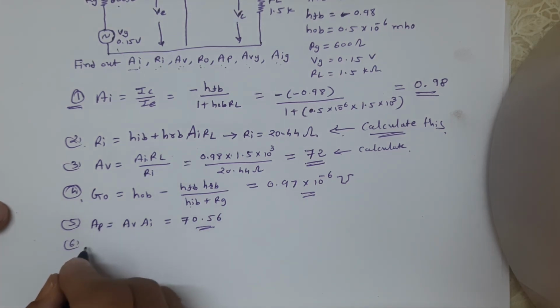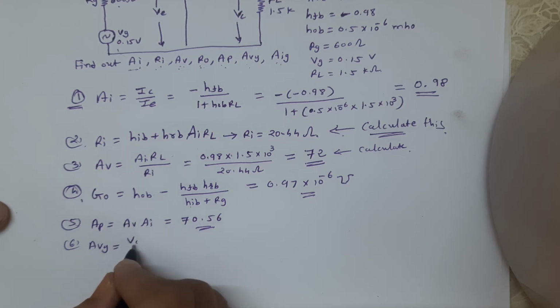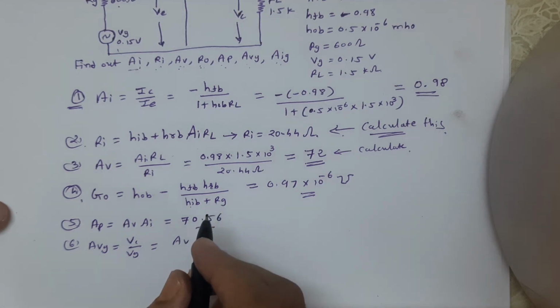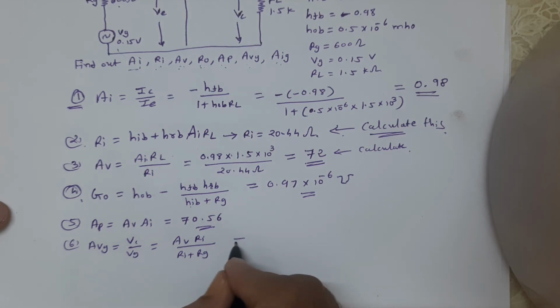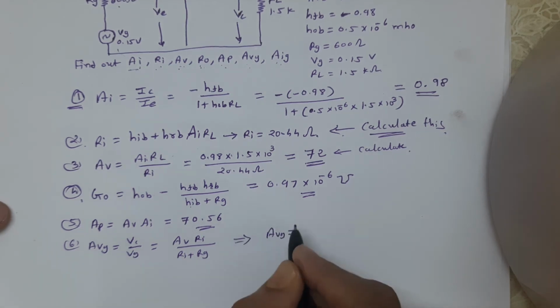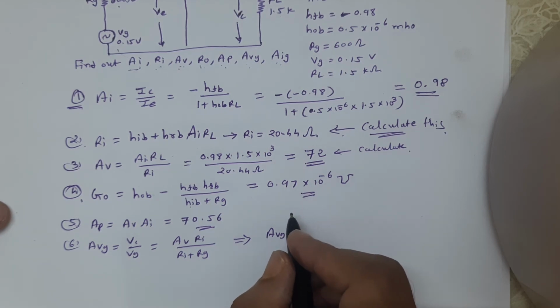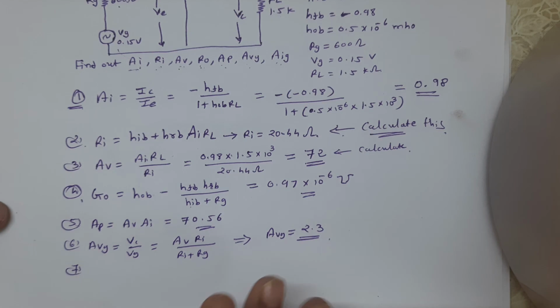Next, AVG. AVG is equal to VC upon VG. This is equal to AV RI upon Ri plus Rg, and therefore AVG is equal to 2.3. We are getting the direct value of AVG, 2.3.